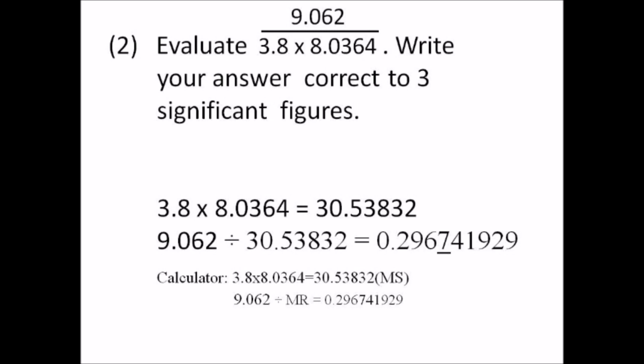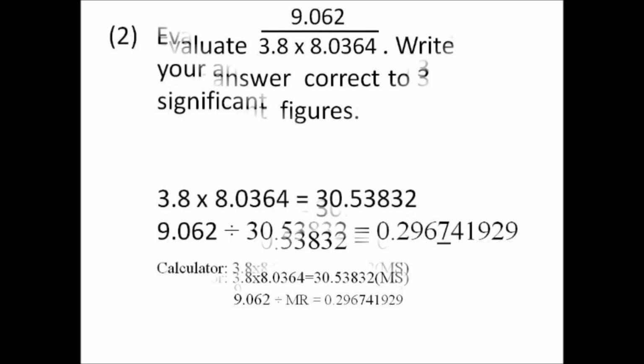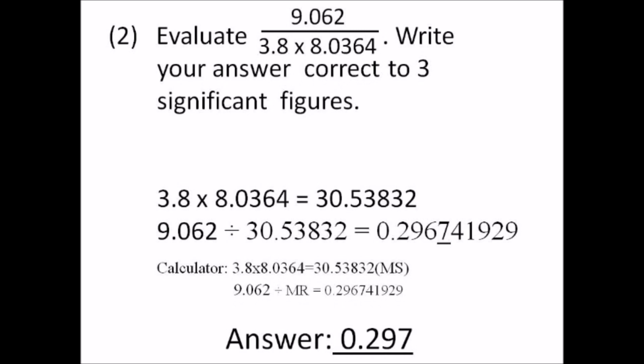Okay, let's see if you got the final answer. You have to write it correct, to 3 significant figures. 0.297. You had to change the 6 to 7 because the third number in 0.296, 7 is at the back of that 6, so you have to add a 1 to the 6 to make it a 7. Hope you got that correct. 0.297.